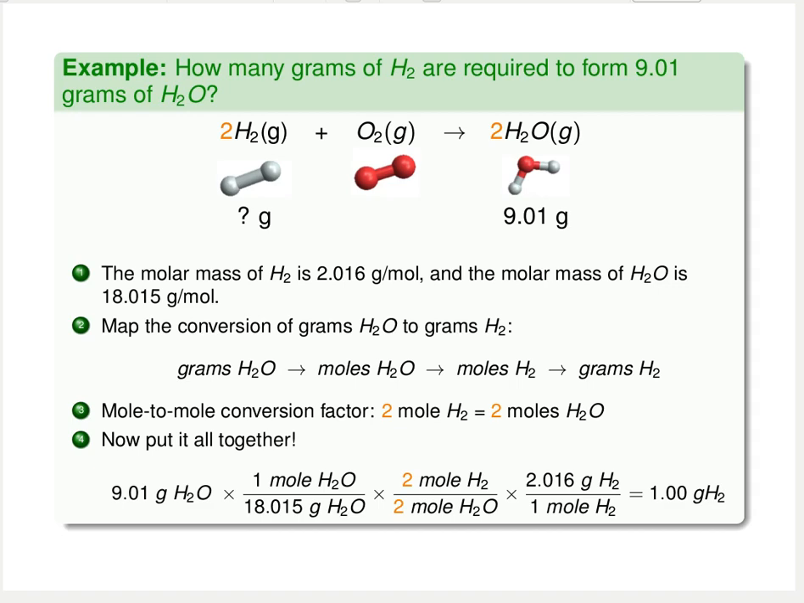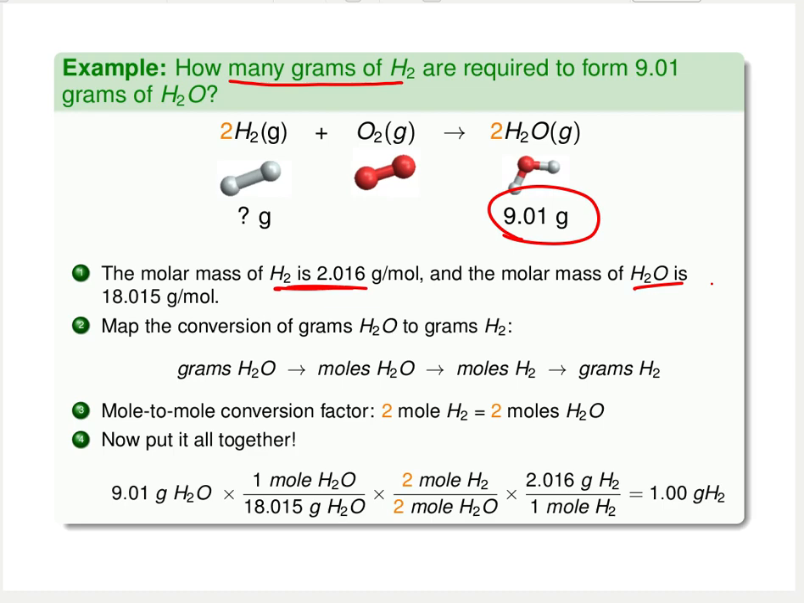In this one, we're again forming water, but now we want to figure out how many grams of H2 are required to form a known quantity of water. Okay, so once again, we're going to have to pull out our molar masses for these compounds of interest. So we're going to be looking at calculating the mass of H2. So we pull out the molar mass of H2, about 2.016 grams per mole. We already had the molar mass of H2O from the previous slide.